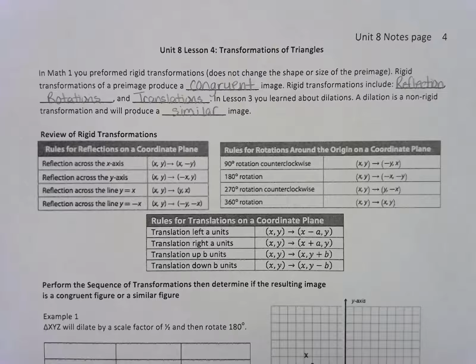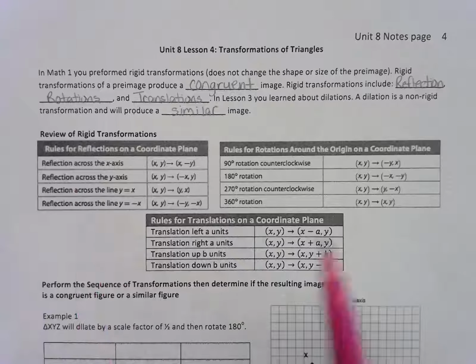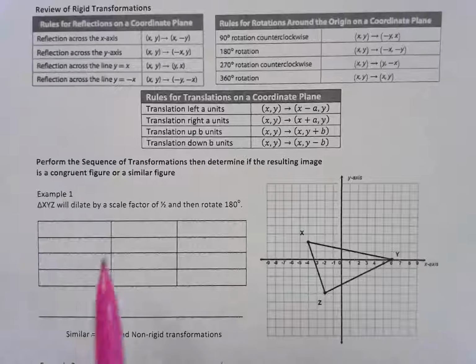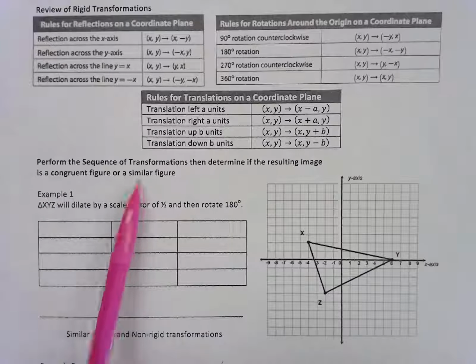In Lesson 3 of this unit, you learned about dilations. A dilation is a non-rigid transformation and will produce a similar image. So, some review of the rigid transformations you have previously worked with: we have reflections, rotations, and translations. So we are going to perform a sequence of transformations and then determine if the resulting image is a congruent figure or a similar figure.